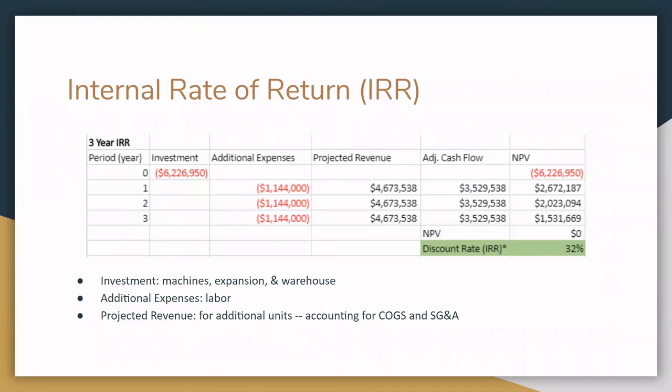The last step of our project was to compute the 3-year internal rate of return. For this, we considered the initial investment for machines, the necessary expansion, and the exterior warehouse. In addition to that, we included the expenses added due to labor costs. Lastly, we considered the projected additional revenue for the new units being produced, accounting for the costs of goods sold and costs for sales, general, and administration.